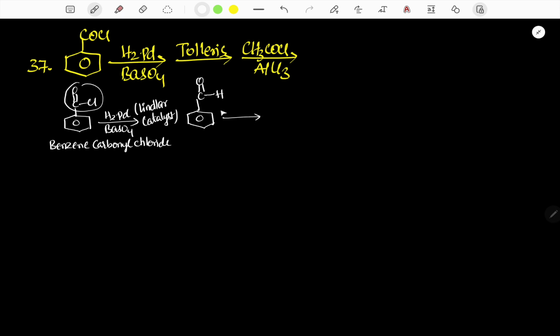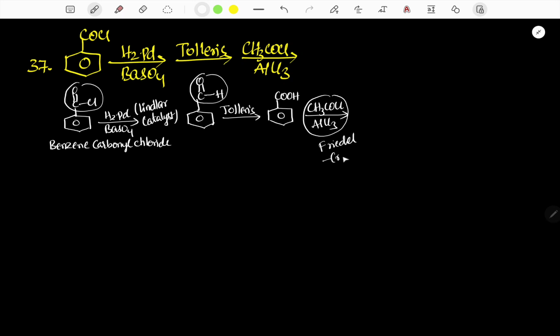Now the benzaldehyde is treated with Tollens reagent. So benzaldehyde undergoes oxidation and forms the corresponding benzoic acid. Now the benzoic acid is treated with CH3COCl and AlCl3. So this reaction is useful for Friedel-Crafts acylation. So here Friedel-Crafts acylation is possible.